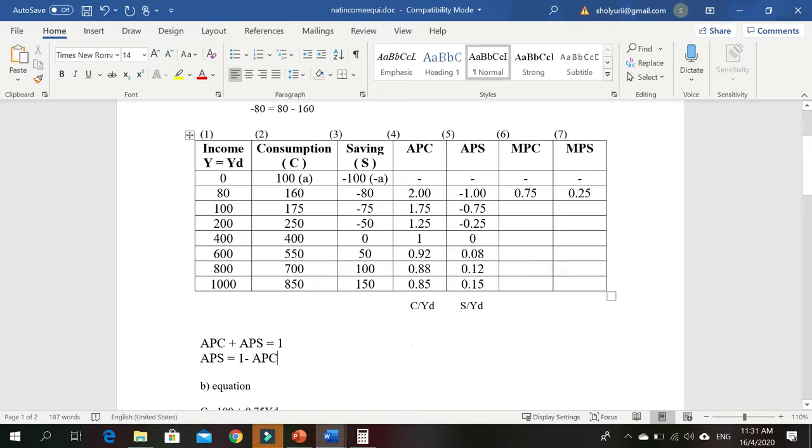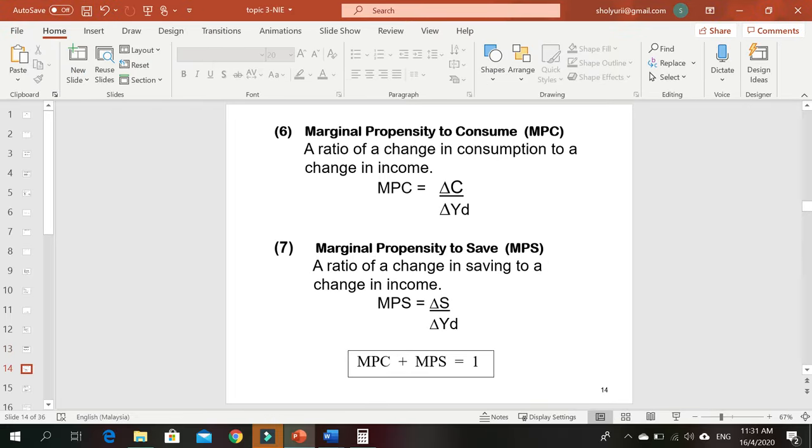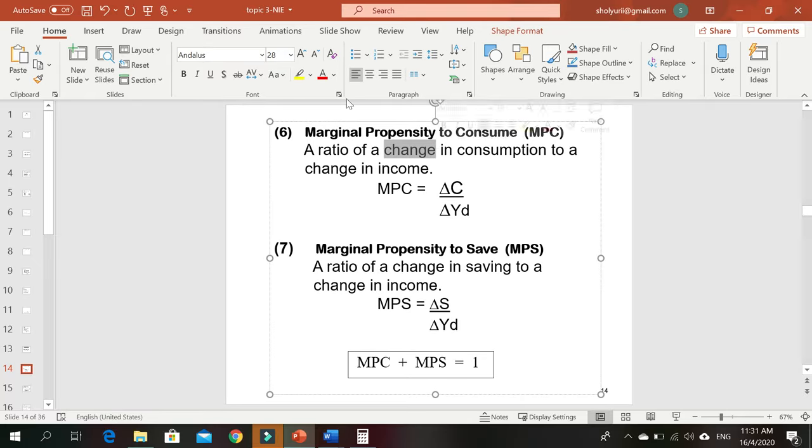Okay. Secondly, we want to find MPC and MPS. But let's first understand what they mean. MPC is the marginal propensity to consume. It's a ratio of a change in, my keyword here, change, perubahan. Change in consumption to a change in income. So basically, the formula is the same, except we look at the changes. MPC is changes in C over changes in YD. While MPS is the change in saving to the change in income. And MPC plus MPS equals to 1 also.